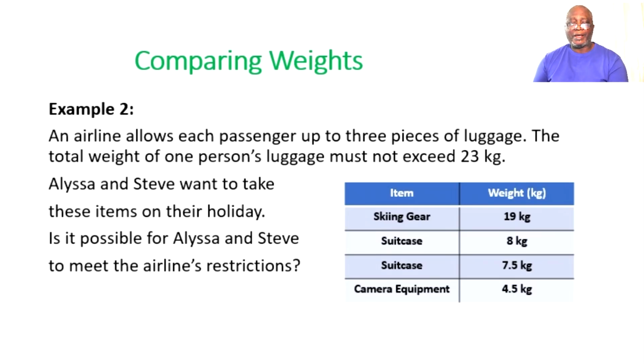On the right there is the items she needs and their weight. Skiing gear, 19 kilograms. Suitcase, 8 kilograms. A second suitcase, 7.5 kilograms. And camera equipment, 4.5 kilograms. Let's see how we solve this problem.